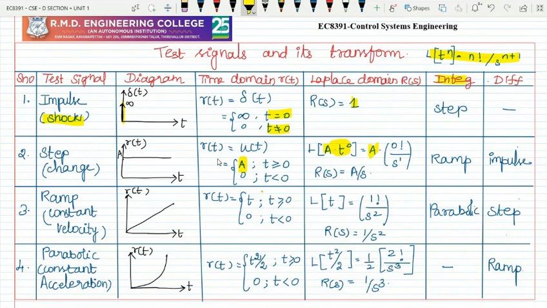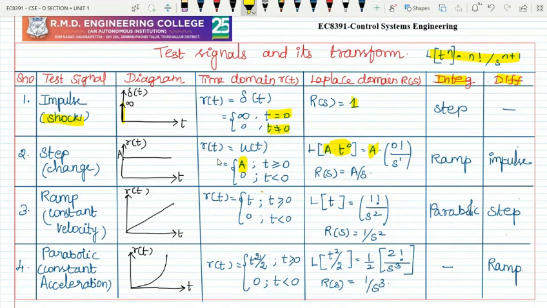Then one more thing, it's a main important GATE question. Always they will ask questions on integration and differentiation. The question will be like: integration of impulse signal is dash. So see the column: integration of impulse is step, integration of step is ramp, integration of ramp is parabolic. Coming to differentiation, differentiation of step is impulse, differentiation of ramp is step, and differentiation of parabolic is ramp. This is a very, very important thing. We have to know this one.